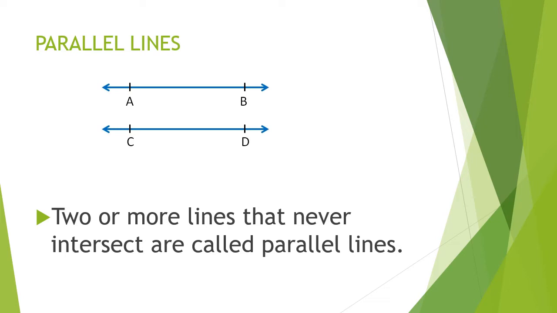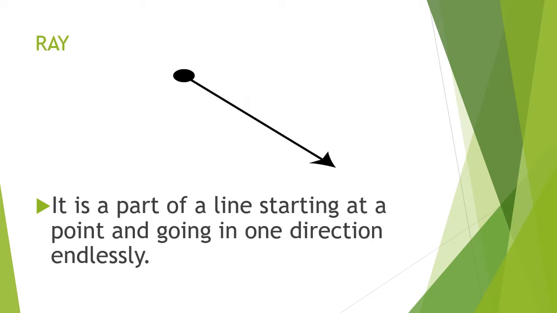Parallel lines. Two or more lines that never meet each other are called parallel lines. Examples of parallel lines are railway lines, steps of a ladder, the opposite sides of a swimming pool, etc. Ray. A ray is a part of a line that begins at one point and extends endlessly only in one direction.